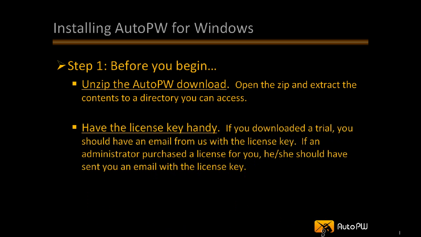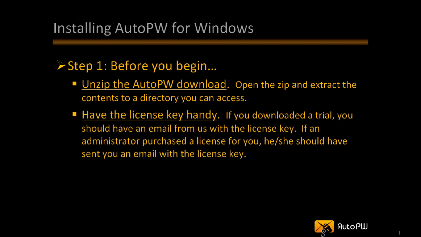Item number 2. Have your license key handy. You can obtain the license key in one of two ways. If you purchased the product or downloaded the trial version, you received an email from us containing the license key along with additional instructions. If someone purchased a product on your behalf, such as an administrator for your company, he or she should provide you with the license key that's designated for your particular use.